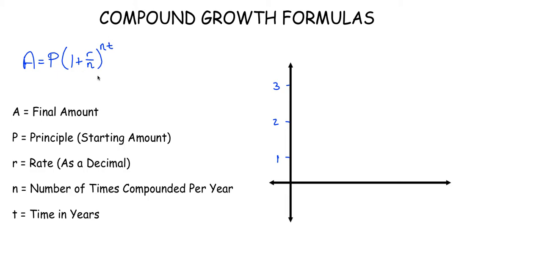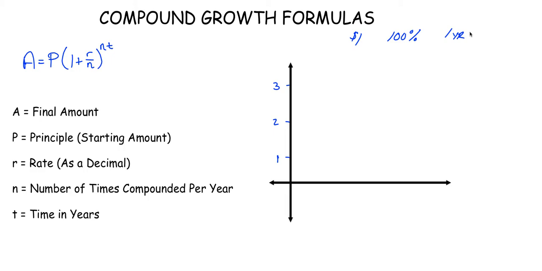So what can happen here with n is that as n gets larger, we're dividing by a larger number, but we're also raising it to a larger power. So as n gets larger, meaning we're compounding it more times, something very interesting happens to this function. So let's take a look. Let's imagine that we are going to invest $1 at 100% interest for 1 year, and we're going to let it compound an infinite number of times. In other words, n is just going to be infinity.